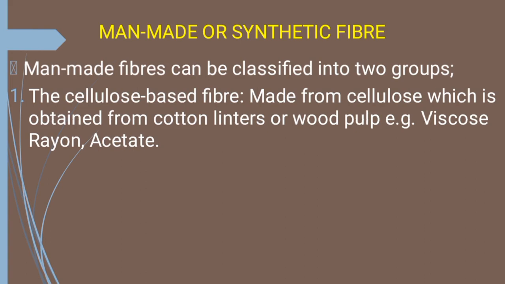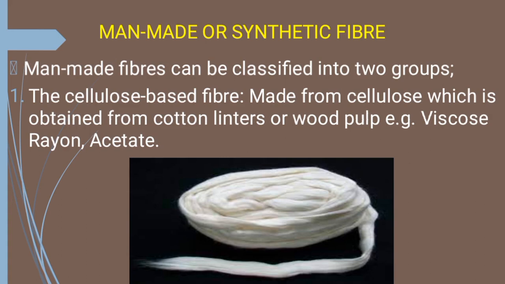Cellulose-based fibers are fibers that have cellulose. That's why they are called cellulose-based. And this cellulose we are talking about is gotten from the plant cells, and it helps the plant to remain stiff and upright. That's cellulose. It's a molecule, or you can say it's a polysaccharide, but it's gotten from the plant cells. So cellulose-based fibers are fibers that have cellulose. And we said examples of these cellulose-based fibers are viscose rayon and acetate. As you can see in this image, this is the image of a cellulose-based fiber.